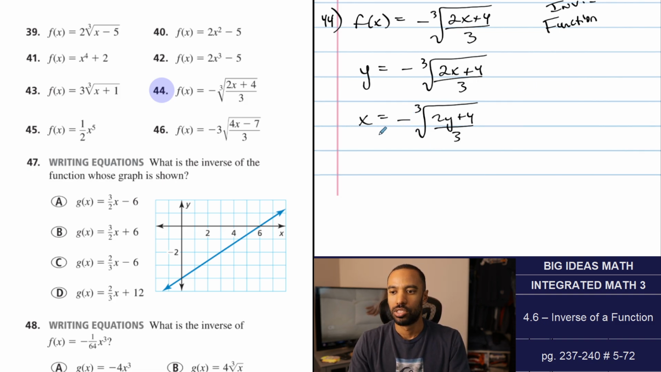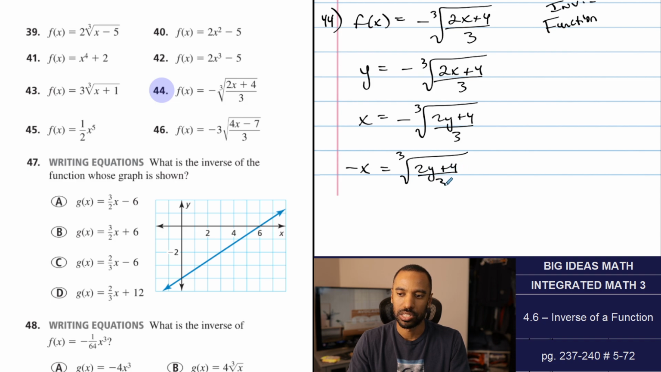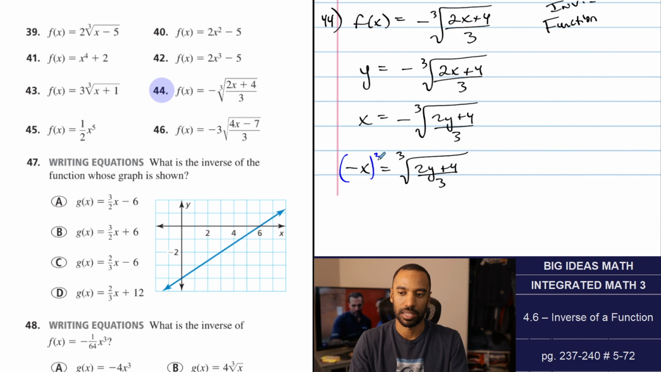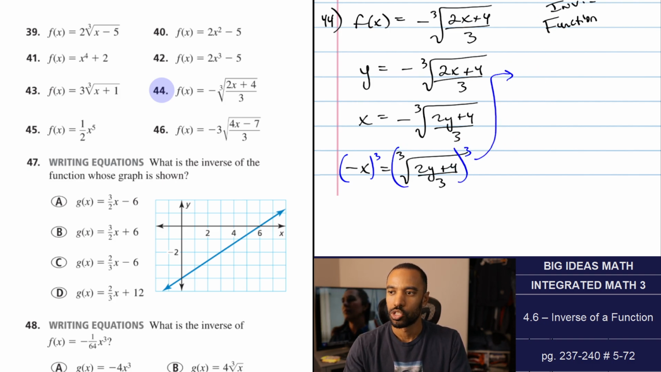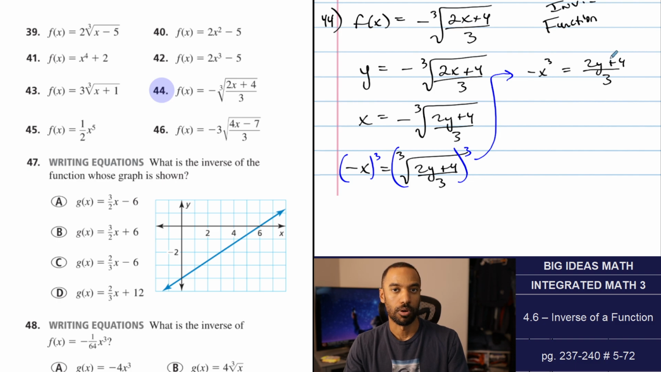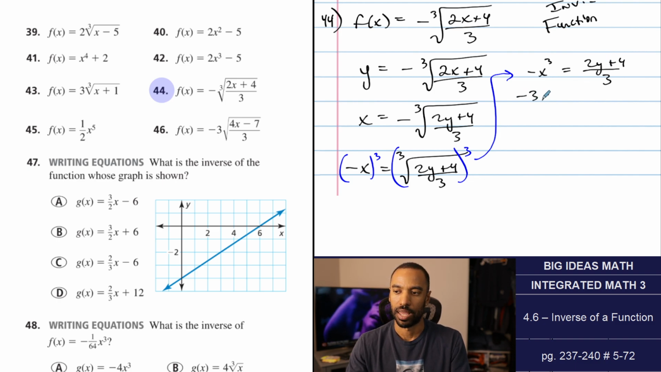We can divide by -1 or whatever you want to say to put this on this side to begin with. And then what's the next thing we got to conquer? Think of one thing at a time to get y by itself. We now got to cube both sides. Let me put this over here. So we cube both sides. Now that's -x cubed. Remember, -1 cubed is -1 still. And now it's 2y plus 4 all divided by 3. Now what? We multiply both sides by 3. So -3x cubed equals 2y plus 4.